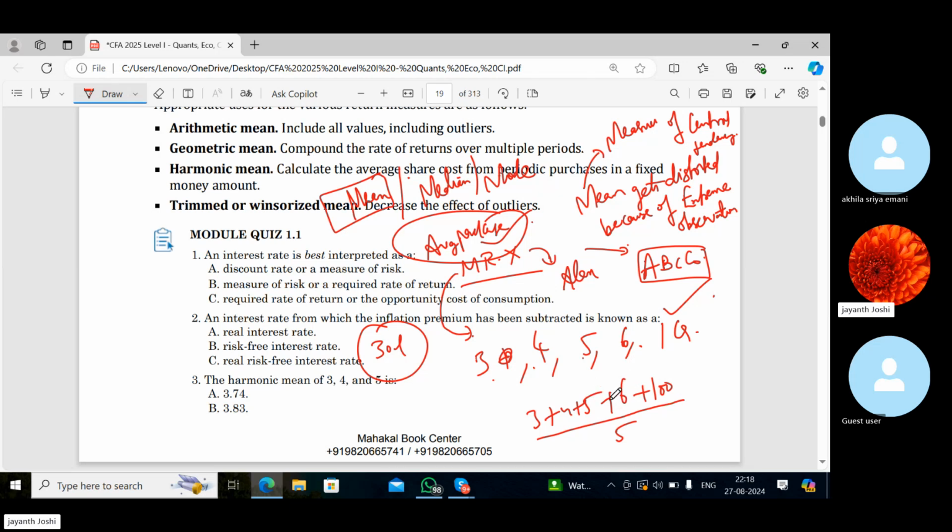100 plus 6, 106, 110, 115, 118. So 120 divided by 5 would be around what? Tell me what's the answer? 24. Yeah. So now you yourself can imagine, if I just change this to 1.2 crores, so 120, now you calculate and tell. 27.6, 28 lakhs, around 30 lakhs, right? Is it so? Yes. So this shows that the mean gets distorted because of extreme observations.